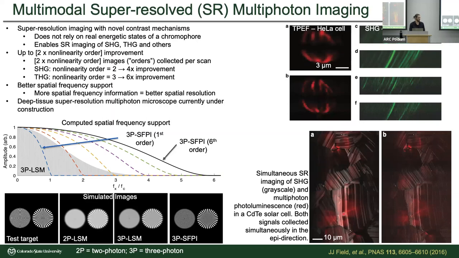This example shows photoluminescence and second harmonic generation simultaneously. There's always an application space where that's more important than depth, and this is an example of that. So both are true. It's just a matter of what the experiment requires.